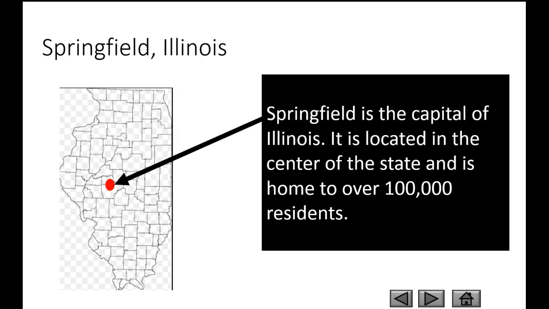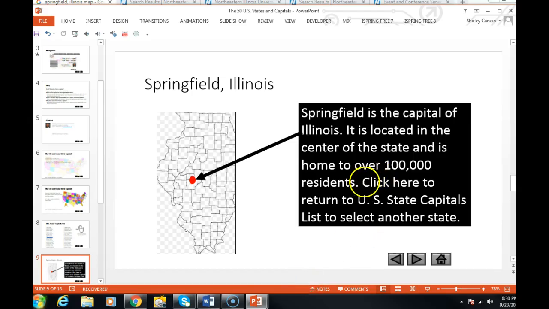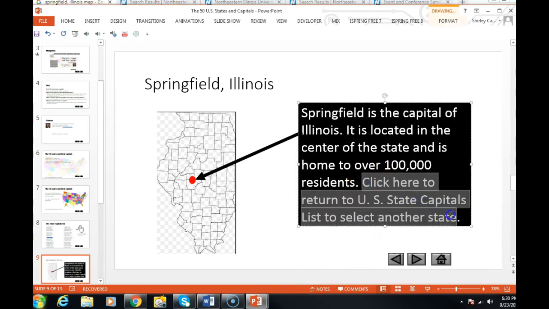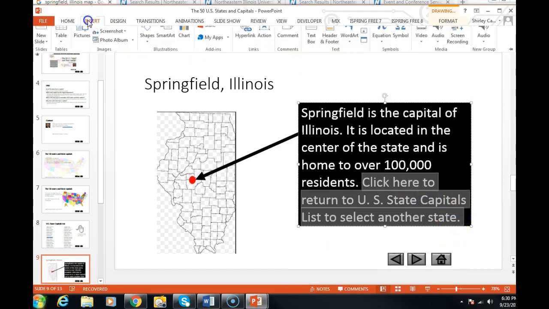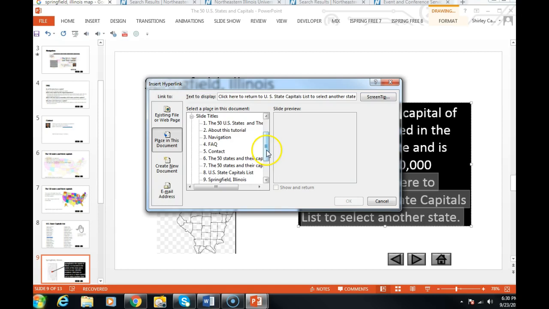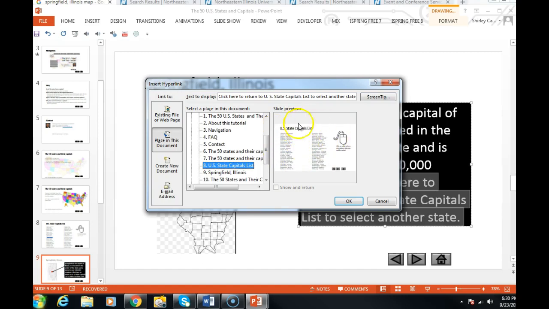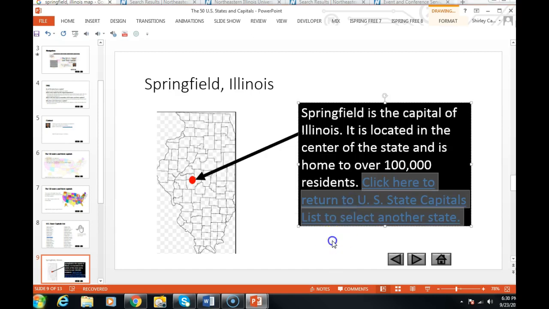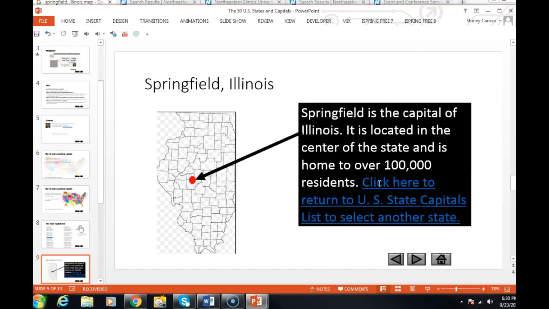So we're going to have to build in a hyperlink that takes them back to the slide with the list of the U.S. states and capitals. So I've added a sentence that says, click here to return to the U.S. capitals list to select another state. So I'm going to insert hyperlink, place in this document, and I would like them to be able to turn to this list so that they can select another state. So we say OK, and then the user will have that flexibility to return to that particular slide.